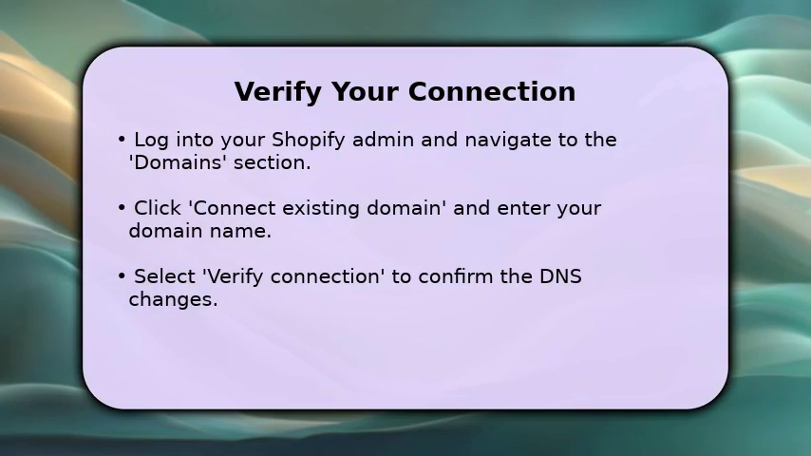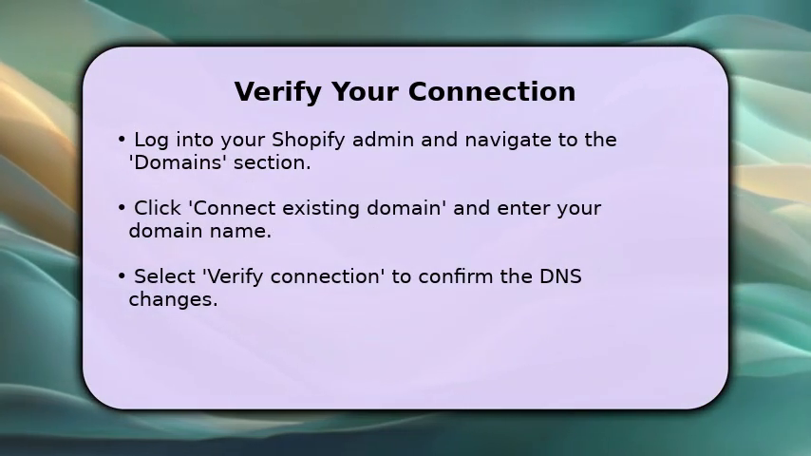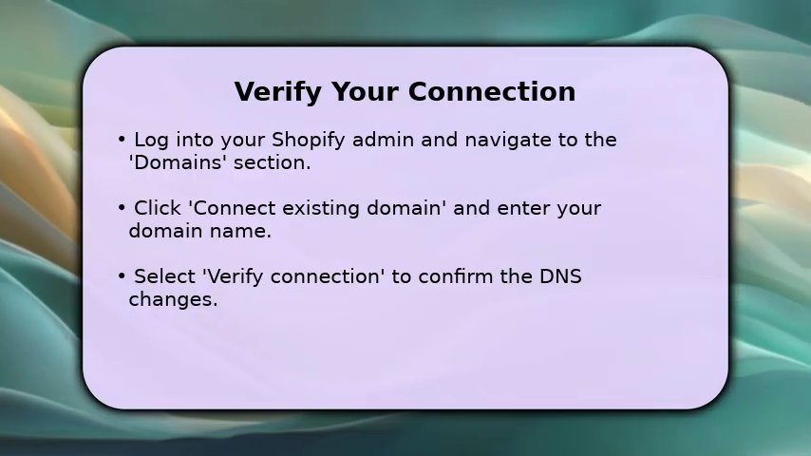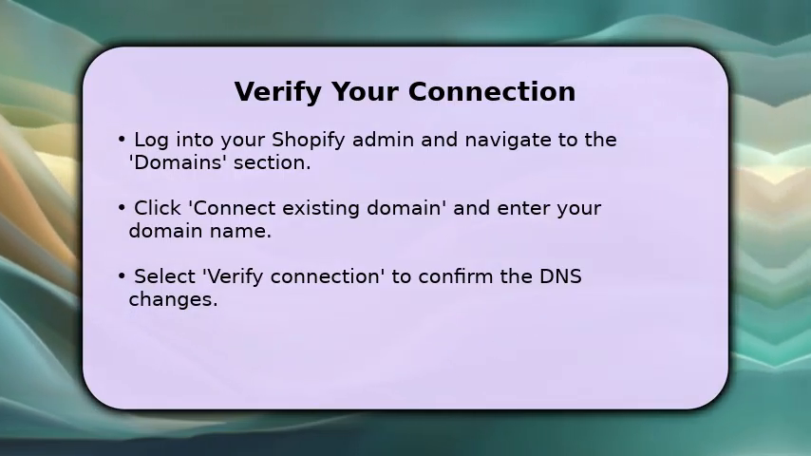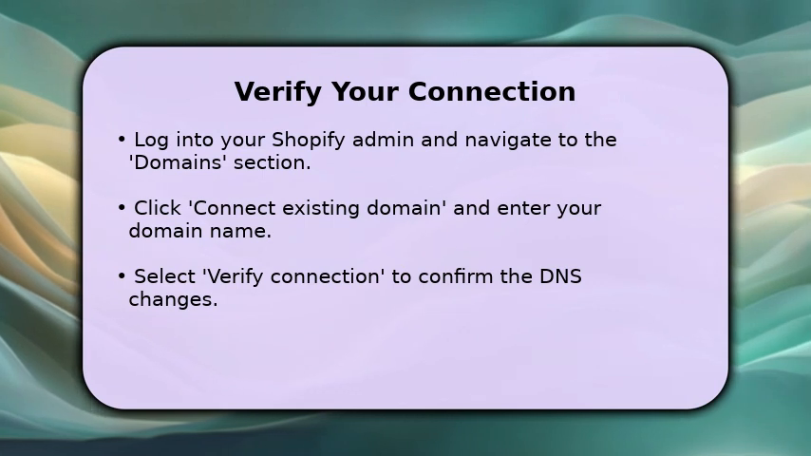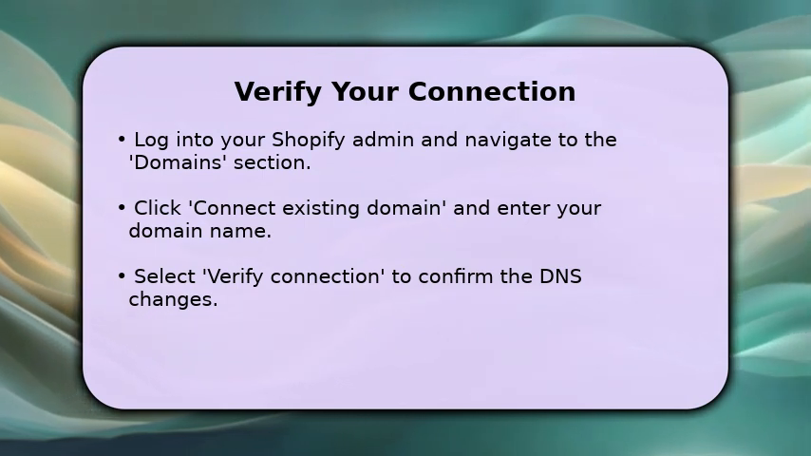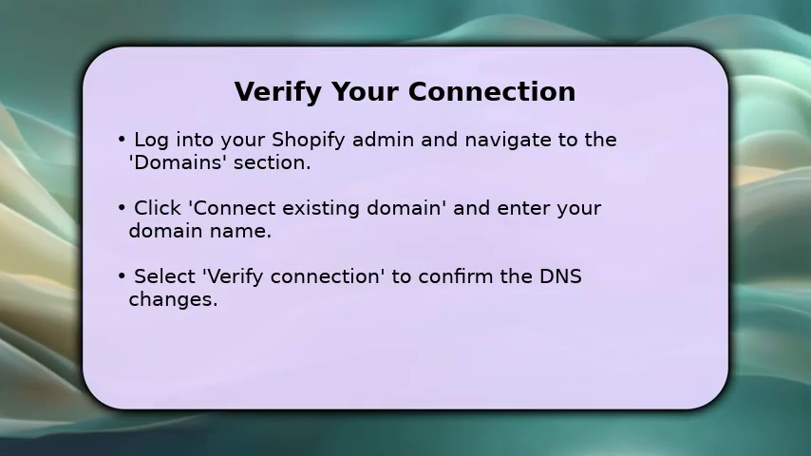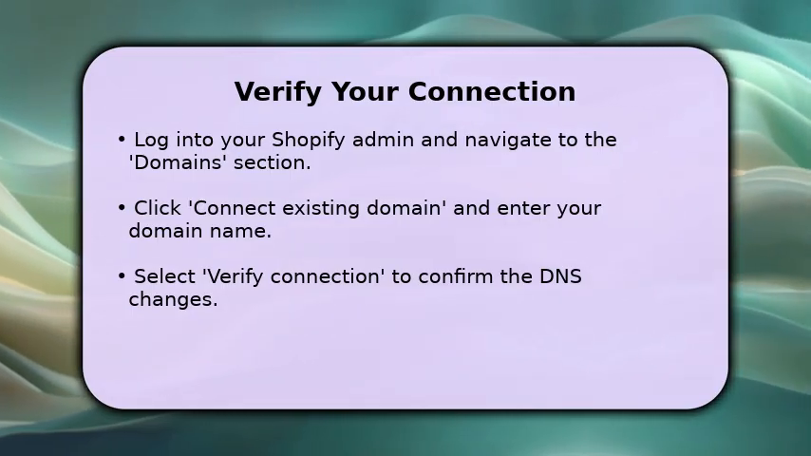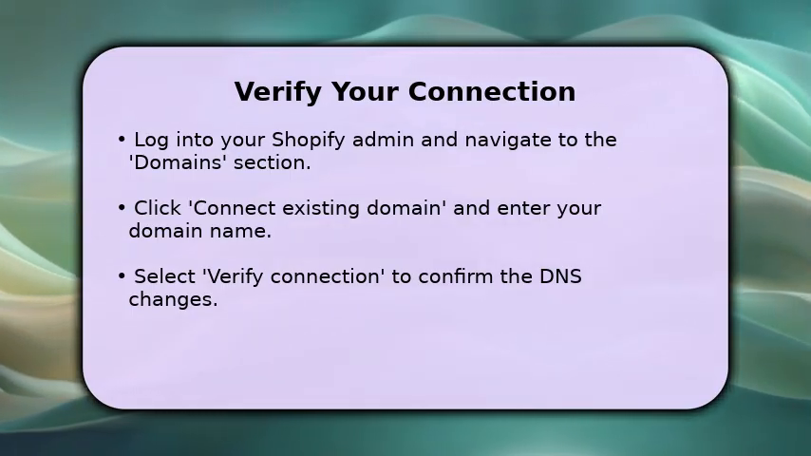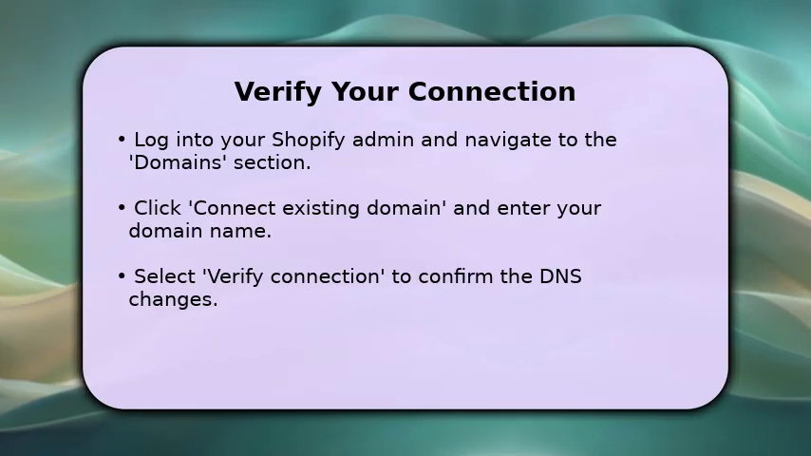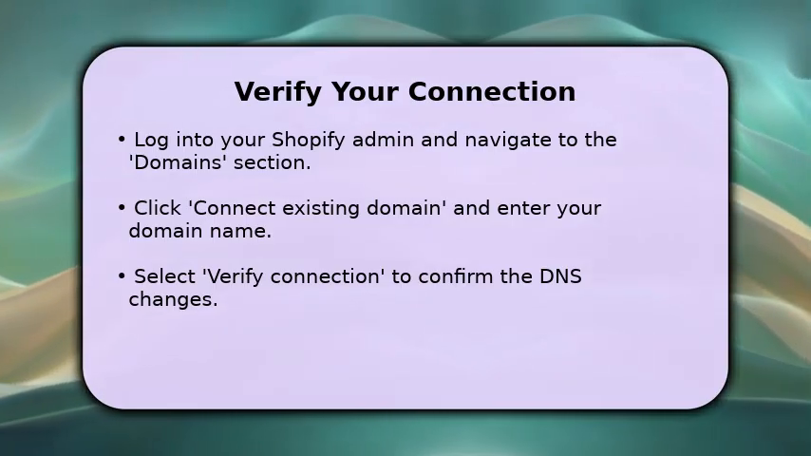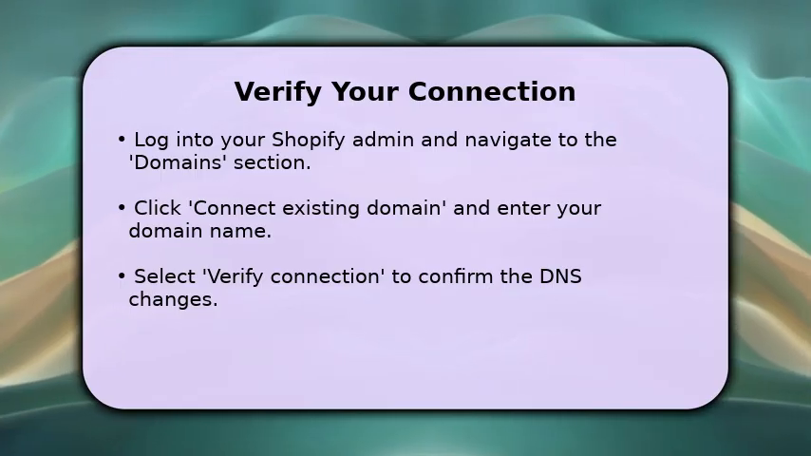With your DNS records updated, head back to your Shopify admin. Go to Settings, then Domains. Click on Connect Existing Domain and type in your domain name. Then, click Verify Connection. It can take anywhere from a few minutes to up to 48 hours for these changes to spread across the internet. Be patient, and your custom domain will soon be live with your Shopify store.